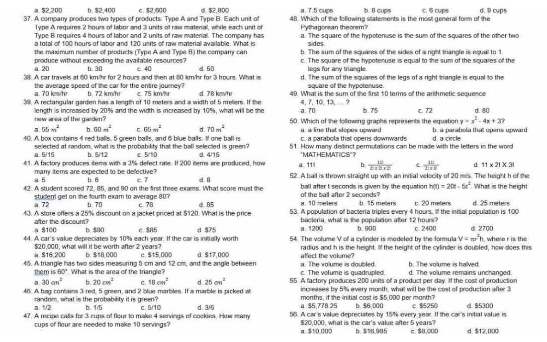Number 51. How many distinct permutations can be made with the letters in the word mathematics? So the answer is letter B, 52.